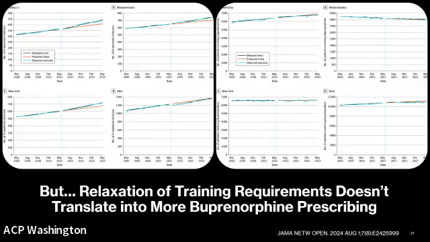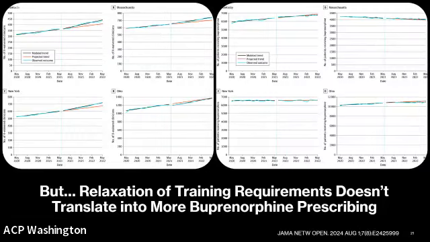So this is another JAMA Network Open study that was published this year, which was actually focusing not on the removal of the X waiver, but on the removal, before that, of the requirement to do 8 hours of training. So you still needed to get an X waiver, but you didn't have to go through the 8 hours. You just had to tell the DEA that you were going to do this and then get the X number. So they looked at these 4 jurisdictions: New York, Kentucky, Massachusetts, and Ohio, places where there were high opioid overdose rates.